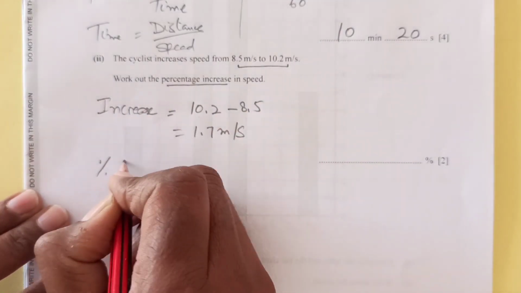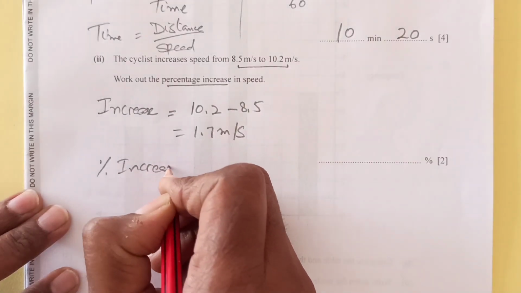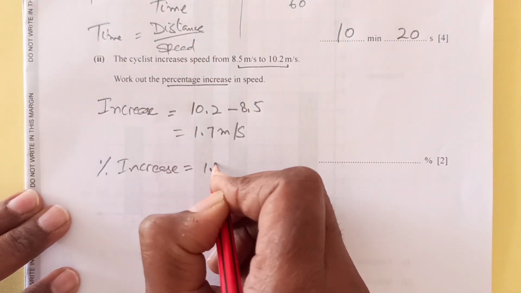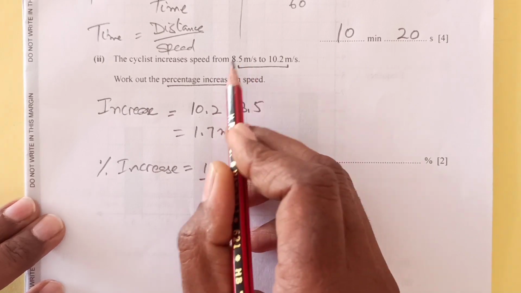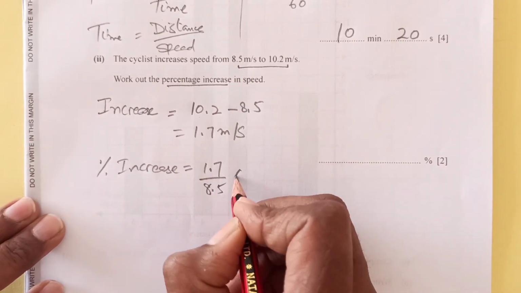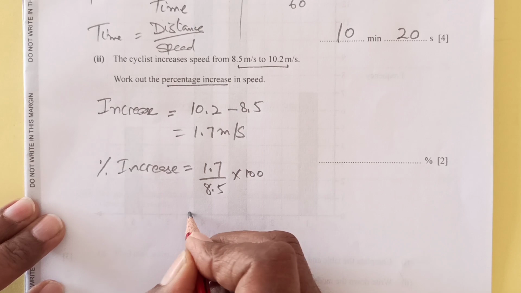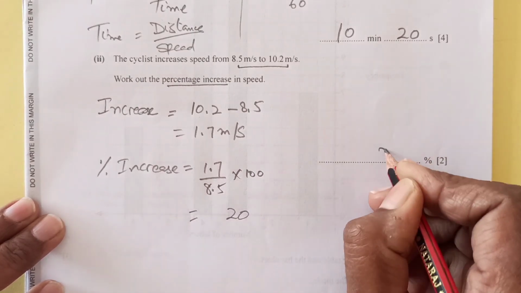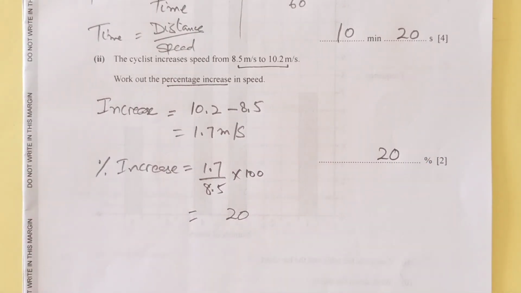So percentage increase is 1.7 from the original. Original was 8.5 times 100, right? So once you calculate this, you get 20. So it is 20%, right?